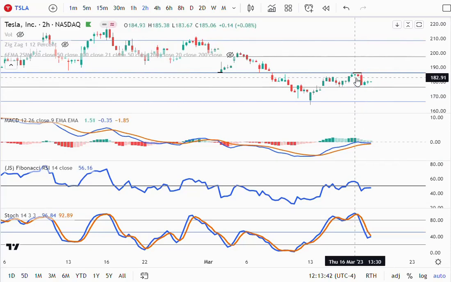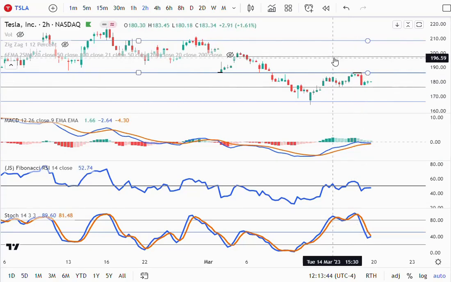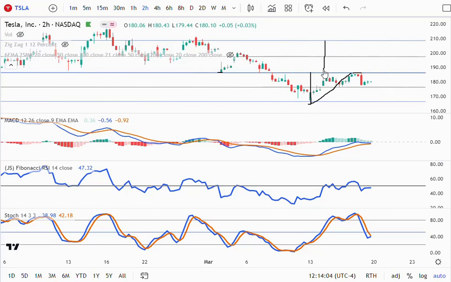If it's able to get through this level, the next level I would target would be this level right here, which is around 197, 198, and beyond there it would be around 208. Why 208? Only because Tesla has traded between this range. So if you take this range and double that, you get to this level. So if Tesla is able to get through this level, 185, and there is price acceptance, then full measured move would project a target to around 208.